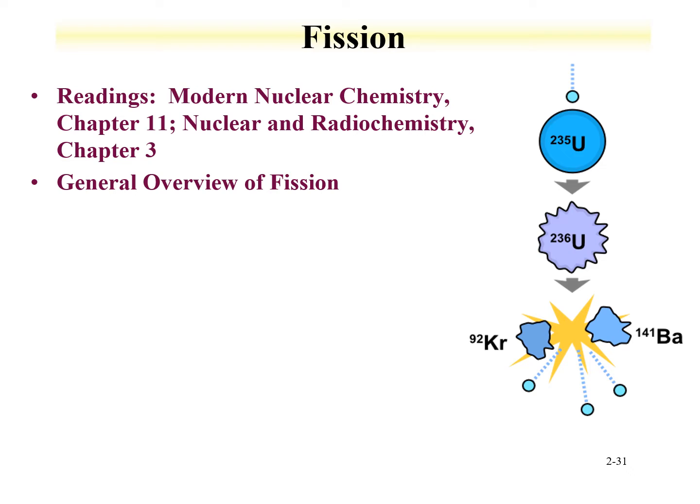The readings for this lecture are Chapter 11 from Modern Nuclear Chemistry and Chapter 3 from Radiochemistry. The lecture covers a general overview of fission. We'll discuss the energetics related to fission. We'll see that energy from fission is much greater than the other decay processes we've discussed.